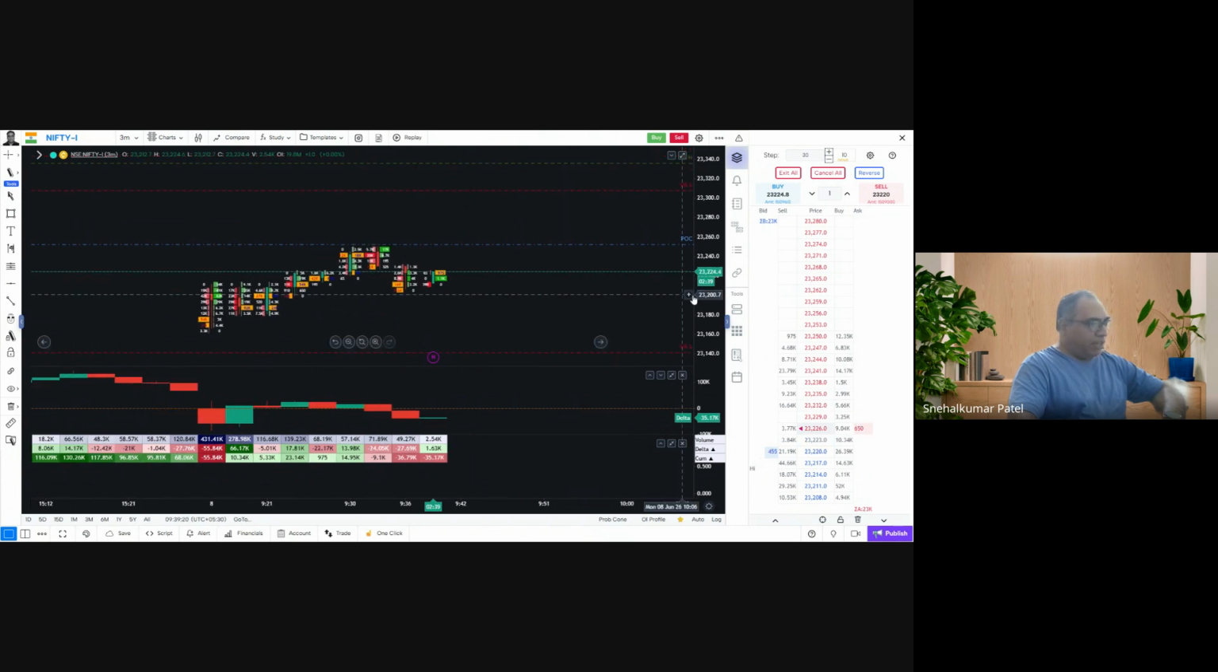So if we talk about this specific value area, this is the value area high, this is the value area low for this particular profile. Now the price will try to be between this area.